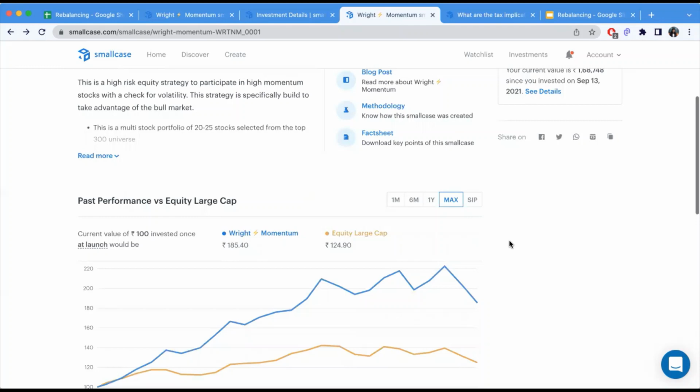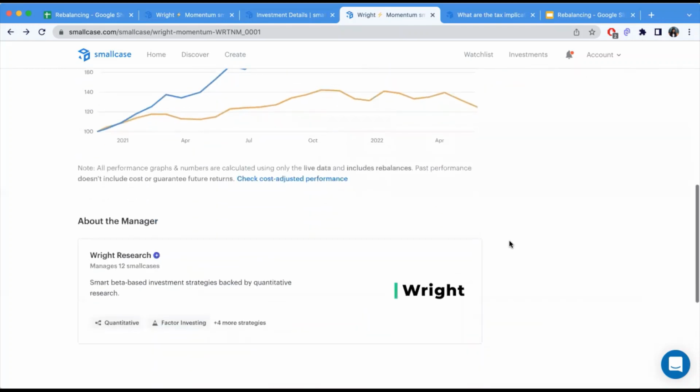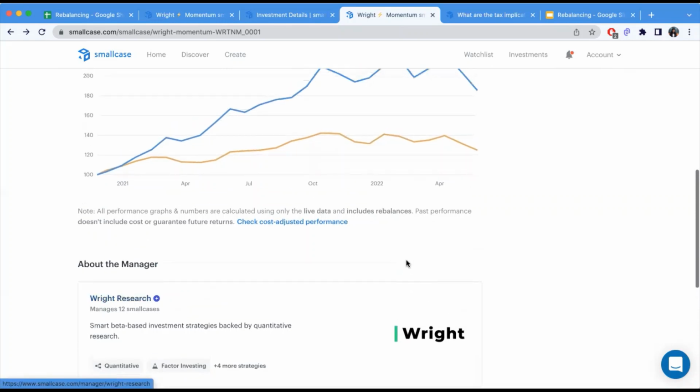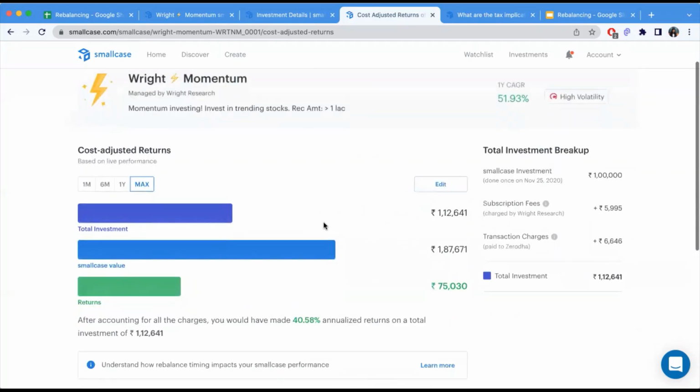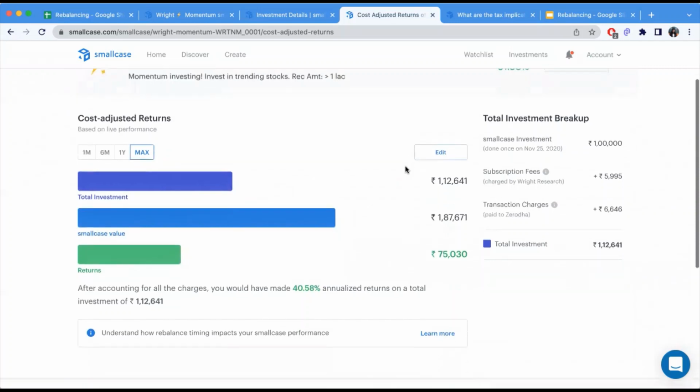But if you are rebalancing on the same date, at 10:30, at 12, at 2, or any other time on the same day, then it shouldn't differ. Then you should be getting near to ideal performance. That's why Smallcase has now added a cost-adjusted performance. If you click on cost-adjusted performance, you will see the return that this portfolio has generated.